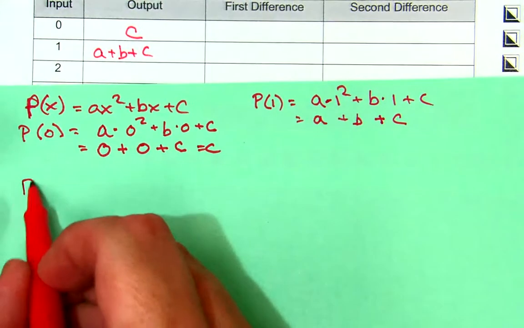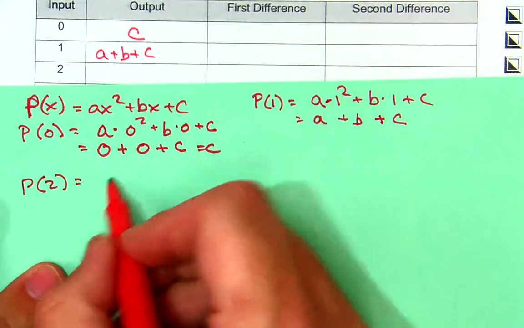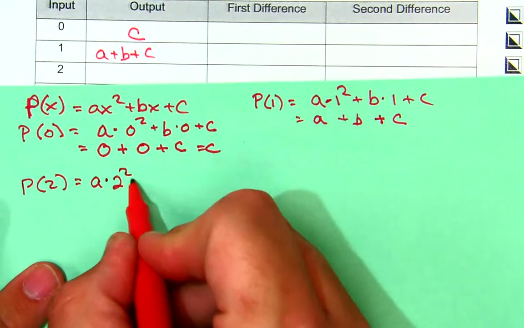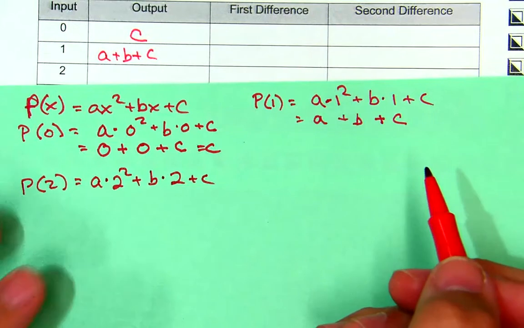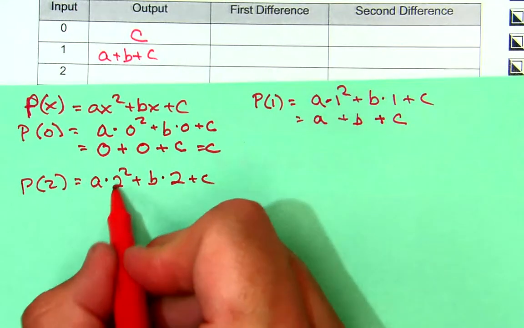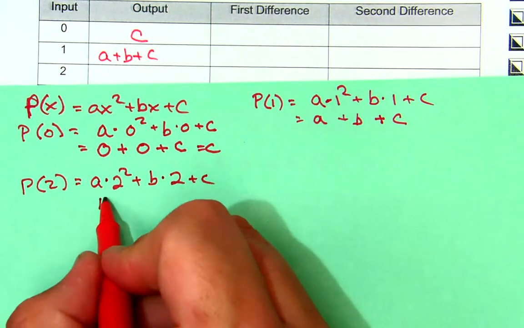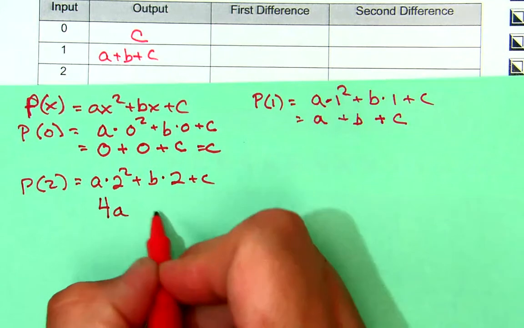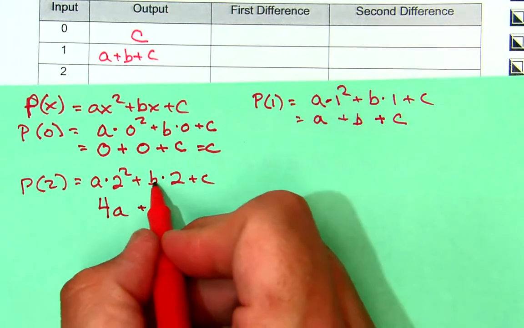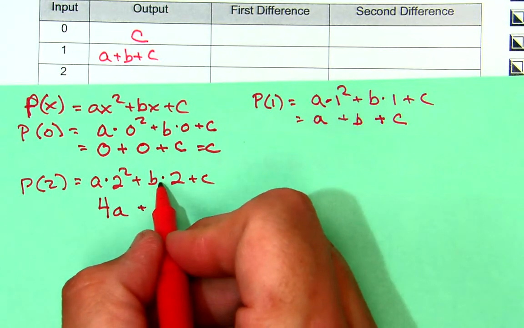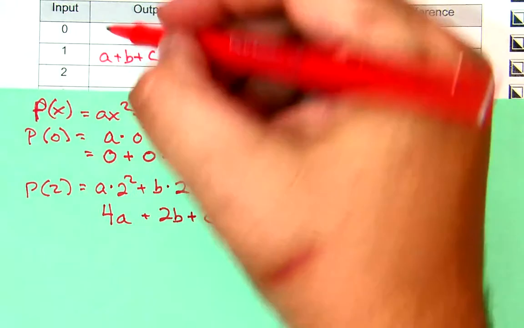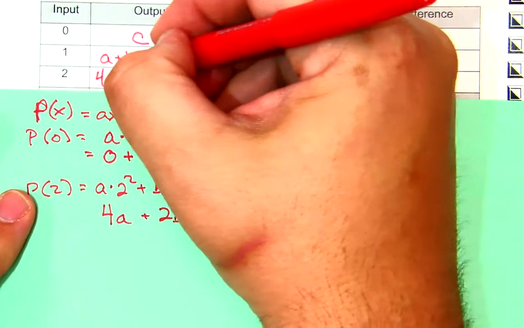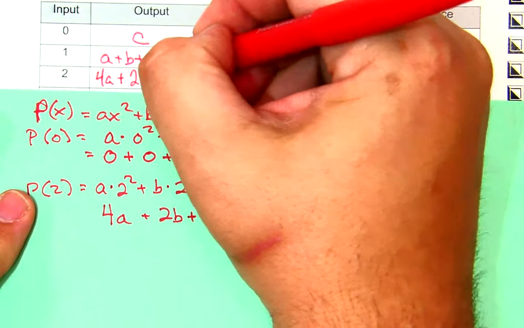Alright, so if we have P of 2, we're going to get A times 2 squared plus B times 2 plus C. What's 2 squared? 4. So we're going to get 4 times A plus 2B plus C. So we're going to get 4A plus 2B plus C.